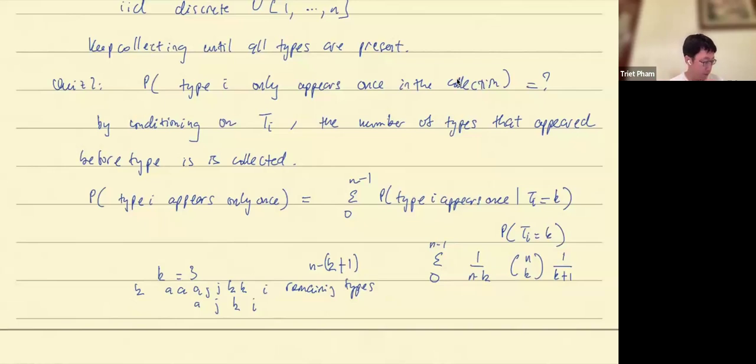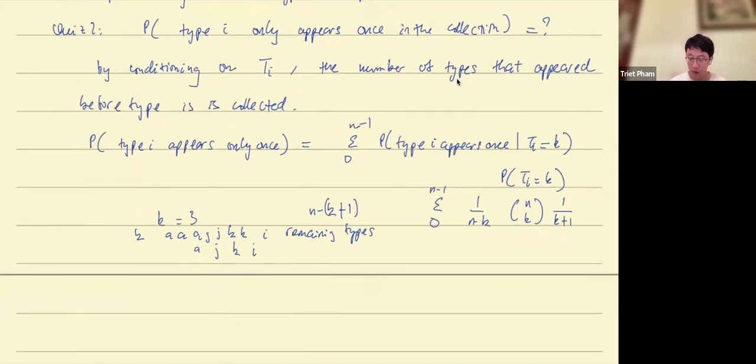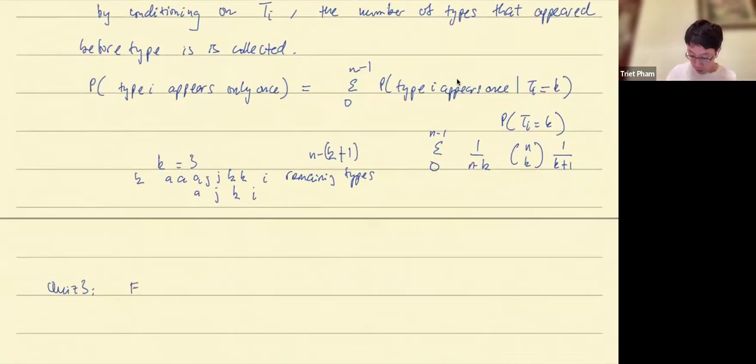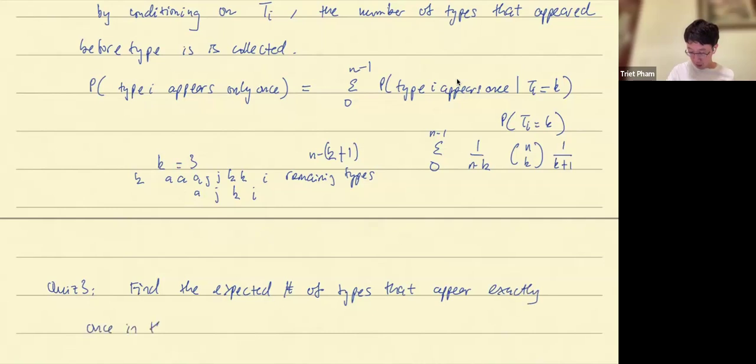Any questions so far? All right. So part B of this question should be easier, which says: find the expected number of types that appear exactly once in the collection.